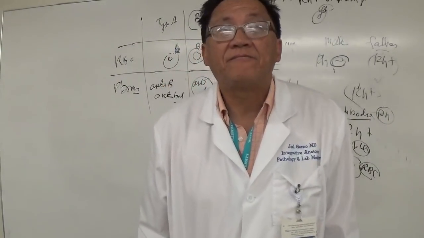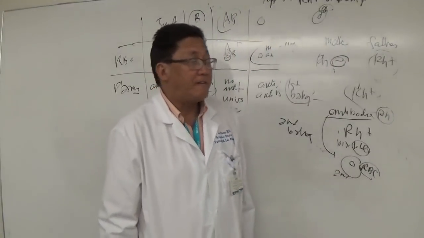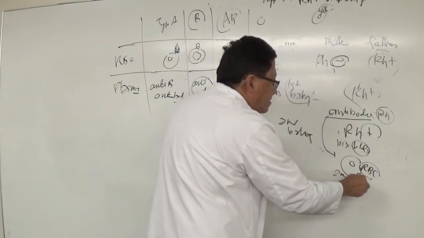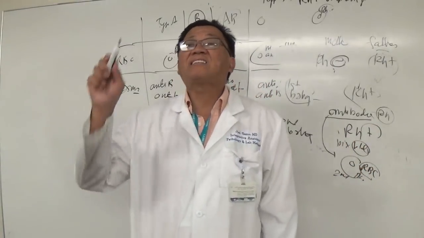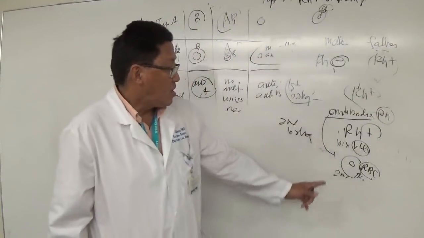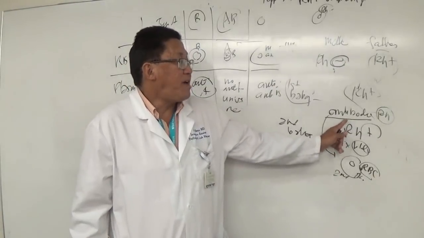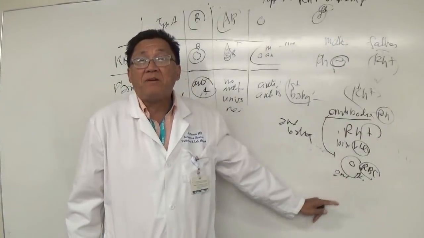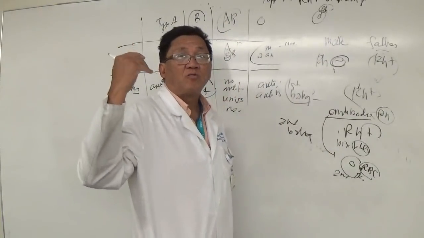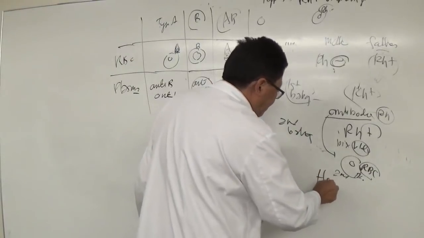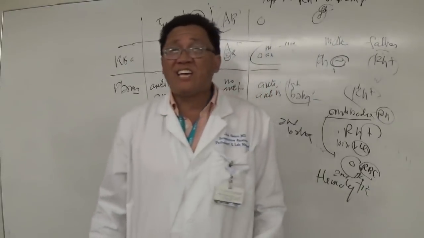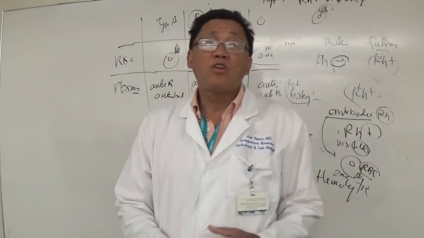Because what does the mother have? Antibodies, right? And what does the red blood cell of the baby have? Rh antigen. And what does the mother have? Anti-Rh antibody. The moment the antibody attacks the red blood cell of the second baby, what happens to the red blood cell? Burst, rupture. And what do you call that condition? Hemolytic disease of the newborn.